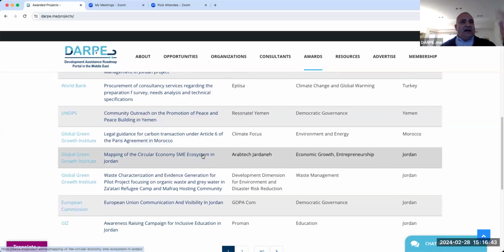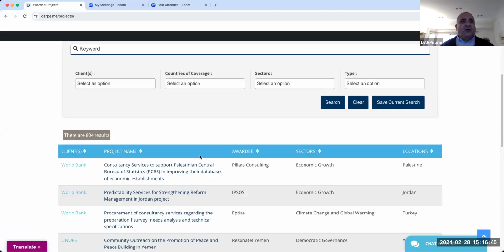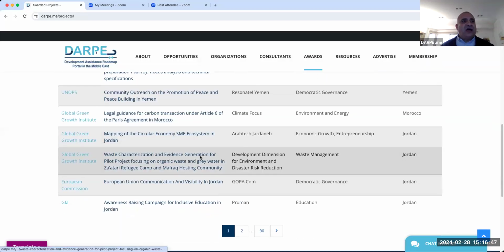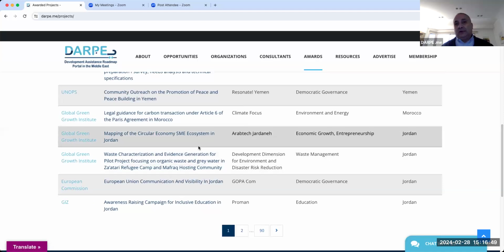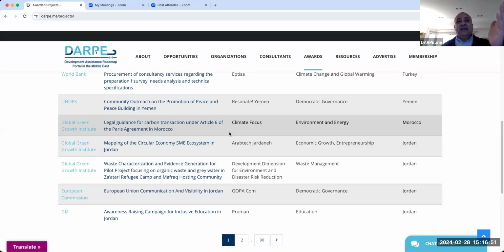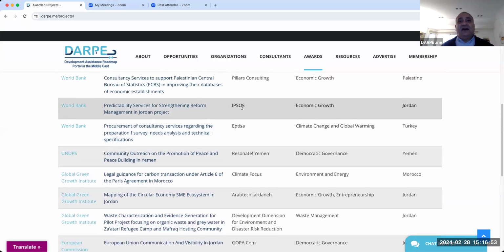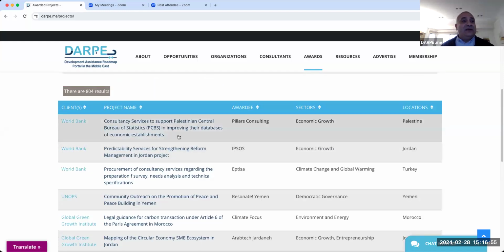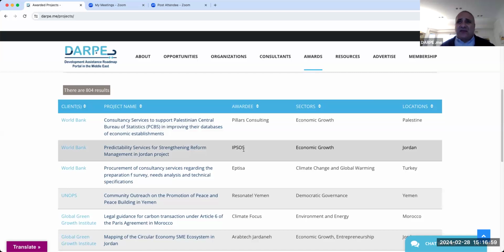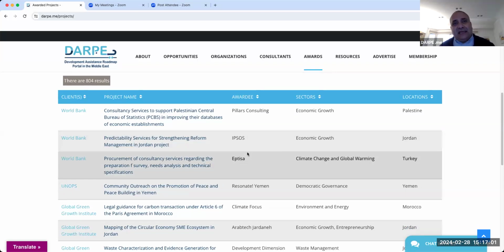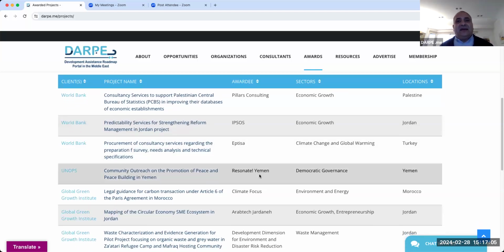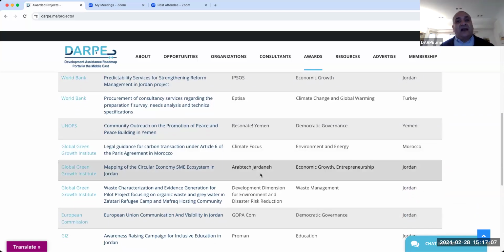Here we have a number of contract awards coming from the World Bank, from GIZ, from Global Green Growth Institute, and so on. So here, for instance, we have Pillars Consulting as the winner of this project with the World Bank in Palestine. IPSOS, another consulting firm. Ibitisa in Turkey. Resonate in Yemen, Climate Focus, and the Arab Tech Jordana, another project for mapping.